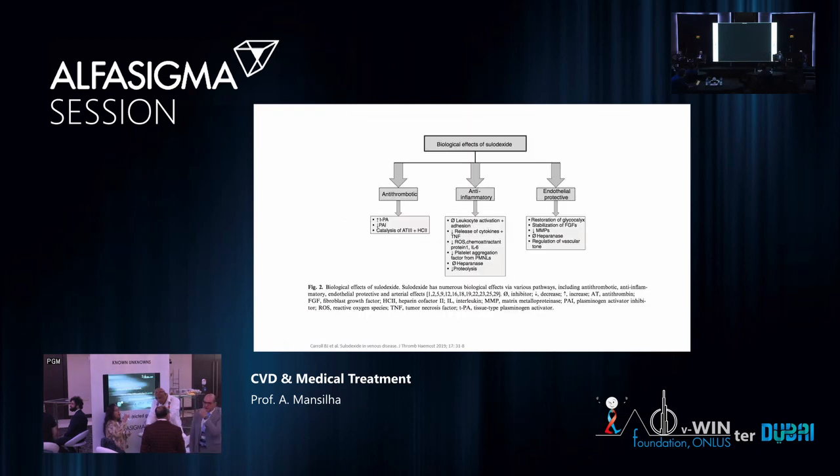Having this in mind, it was recently published an overview of the use of sulodexide in venous disease and its various biological effects, including antithrombotic, anti-inflammatory, and endothelial protective with the restoration of glycocalyx.